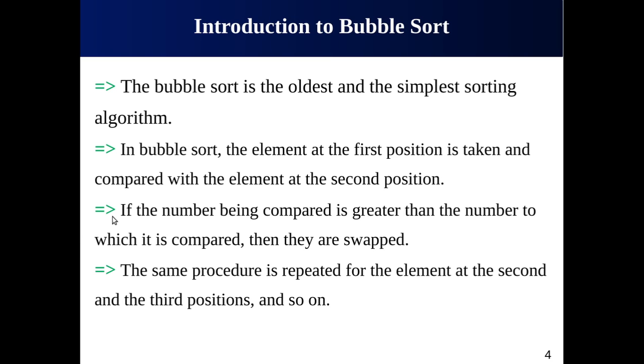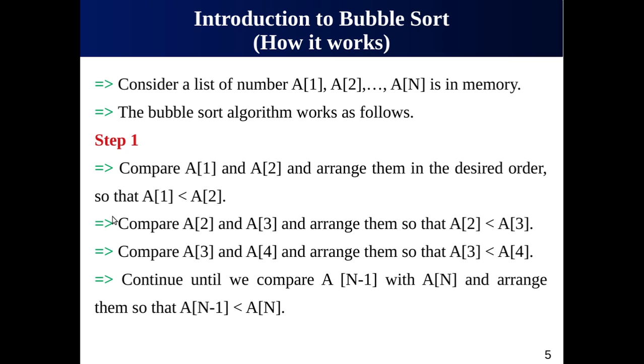So what does this mean? The bubble sort algorithm makes a number of passes through the list of elements, and on each pass it compares adjacent element values, and if they are out of order they are swapped. If not, they are kept.